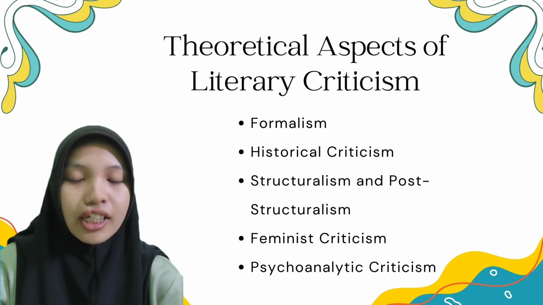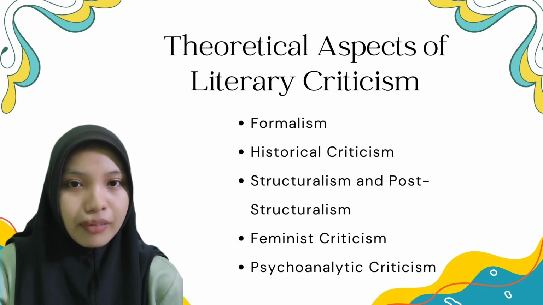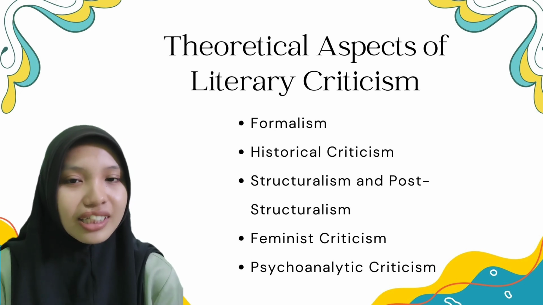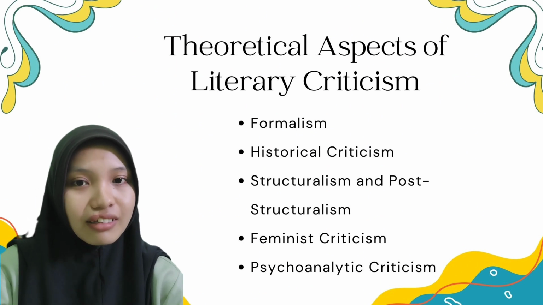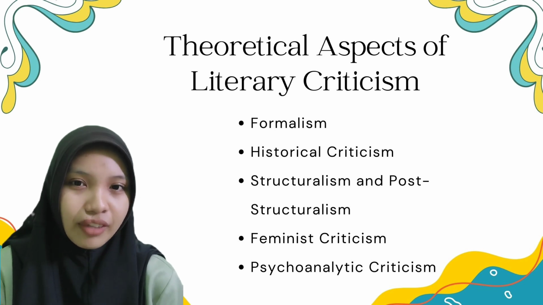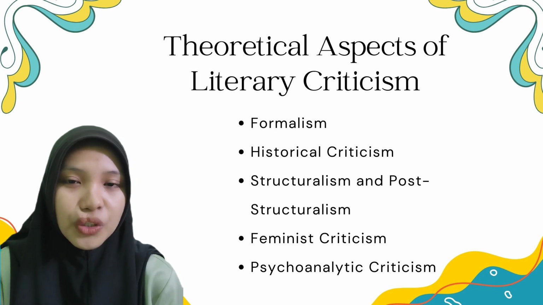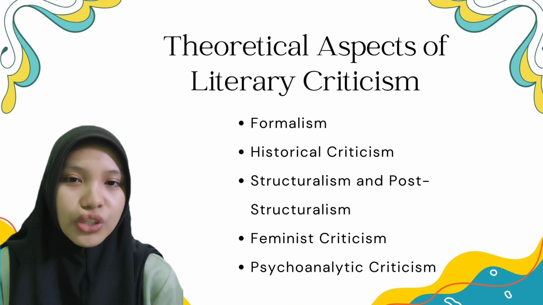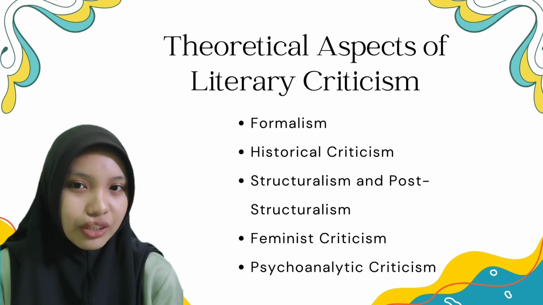The next is the theoretical aspect of literary criticism. There are five. The first is formalism, which focuses more on the formal elements of literature such as language, structure, and style, emphasizing careful reading and textual analysis. The second is historical criticism. It analyzes texts in relation to their historical context, exploring how social factors shape the production and reception of literature.